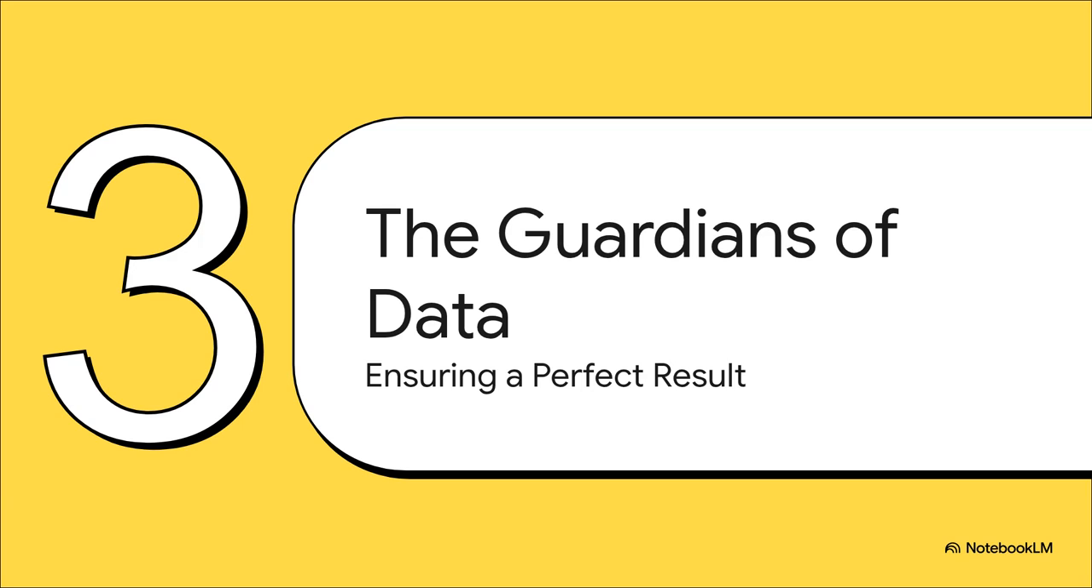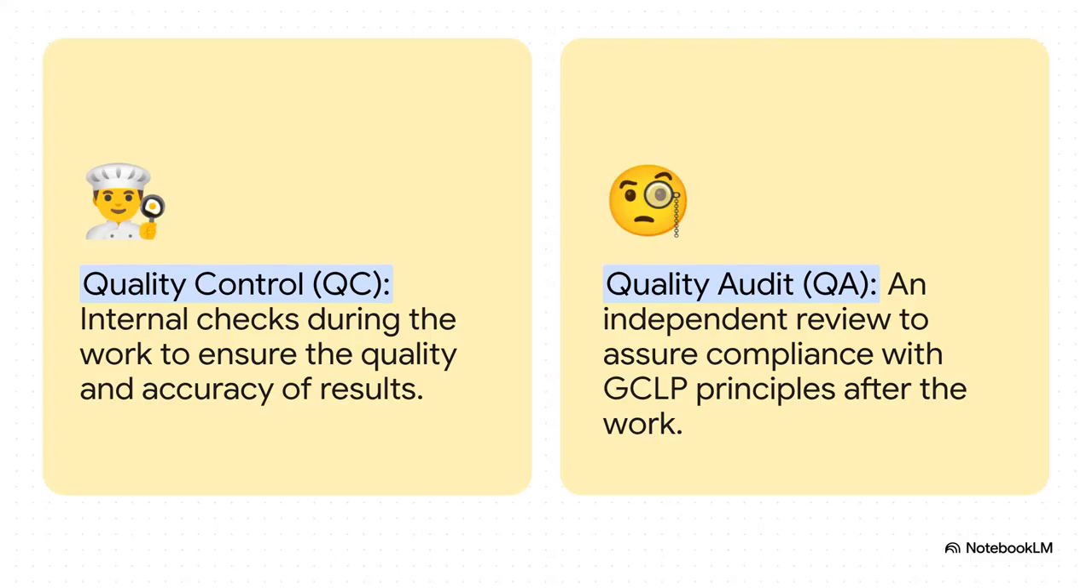But GCLP adds one more critical layer of protection. It's a system of checks and balances to make sure everything is running exactly as it should. I like to call them the guardians of the data. Now, there are two levels of this oversight, and this analogy makes it super clear. First, you have quality control, or QC. This happens during the process. It's the lab scientist running a test on a known sample right alongside the trial sample to make sure the machine is working perfectly in that moment. It's the chef tasting the soup as they cook to make sure the seasoning is right.